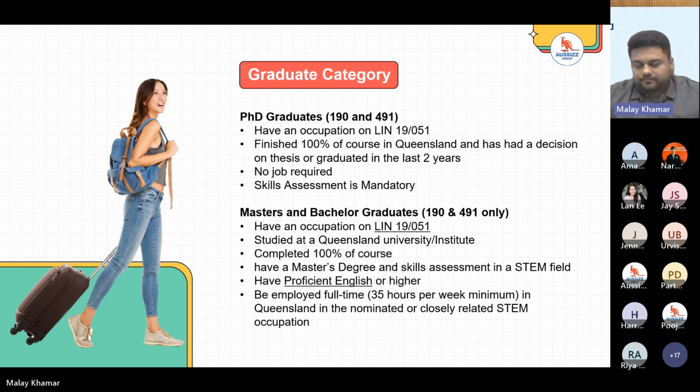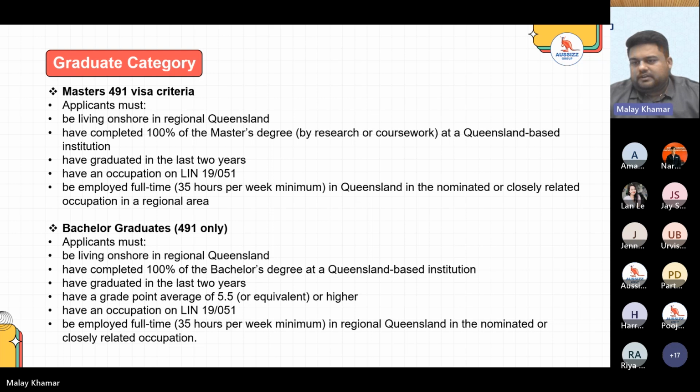Moving forward to the other category, which is the graduate category for 491, for master's and bachelor's candidates. So if you have done your studies in Queensland, and if you are working full-time in a Queensland regional area. Before, we discussed the 190 criteria about graduation. Now we are going to discuss the 491 criteria. If you're applying for the 491 visa, your employer must have an address in a Queensland regional area only.